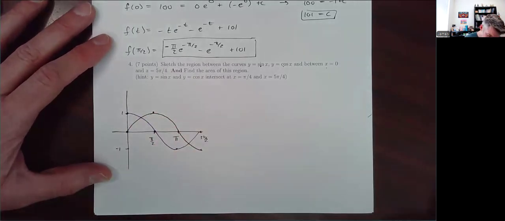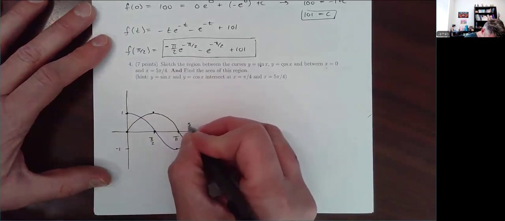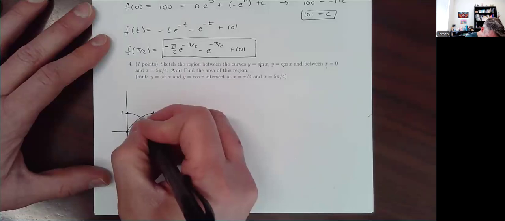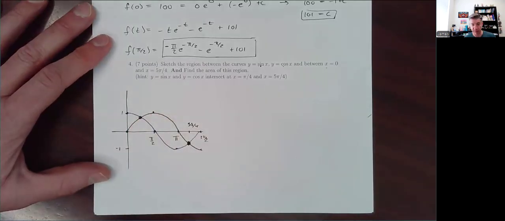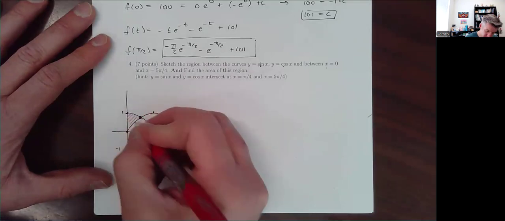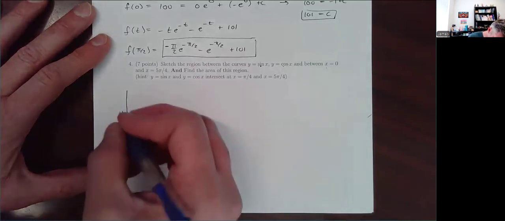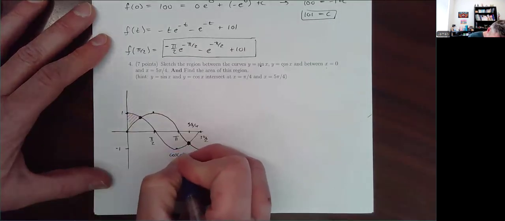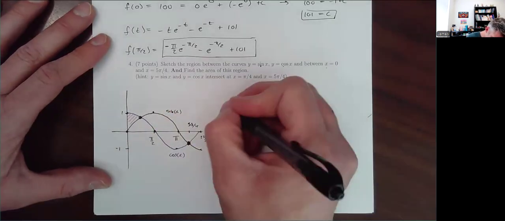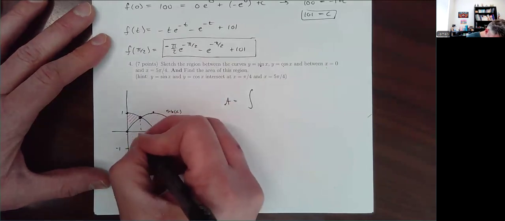So if we're between 0 and 5 pi over 4, and 5 pi over 4 is right about there, there's an intersection at 5 pi over 4, there's an intersection at pi over 4. So if we're going from 0 to 5 pi over 4, this area here, we're going to get by doing the cosine function minus the sine function, right? This blue one is cosine, the black one is sine. So our area is going to equal the integral from 0 to pi over 4, right?